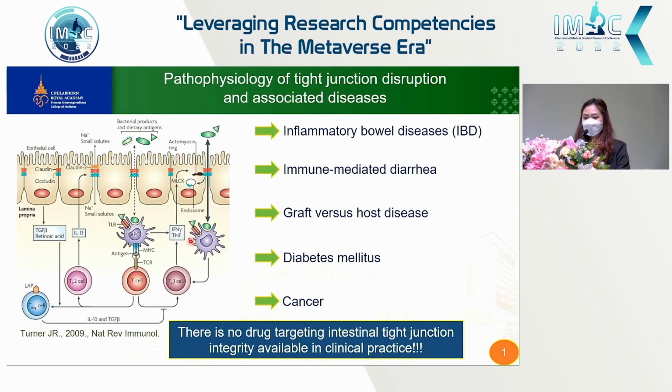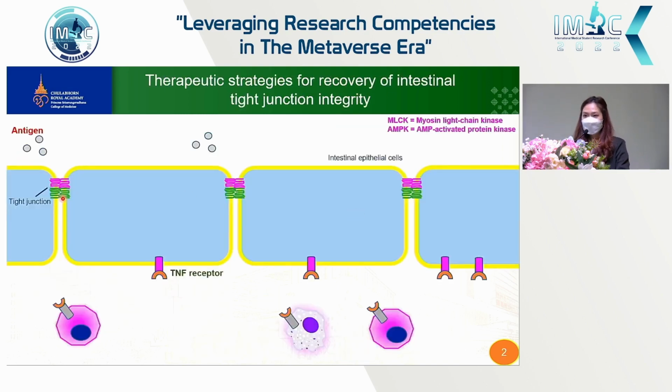Intestinal tight junction disruption is a key pathogenic factor that contributes to pathogenesis and disease progression, not only in intestinal but also systemic disease, shown in a list on the right-hand side. However, no drug targeting intestinal tight junction integrity is currently available in clinical practice. You can see tight junction in the epithelial cell.